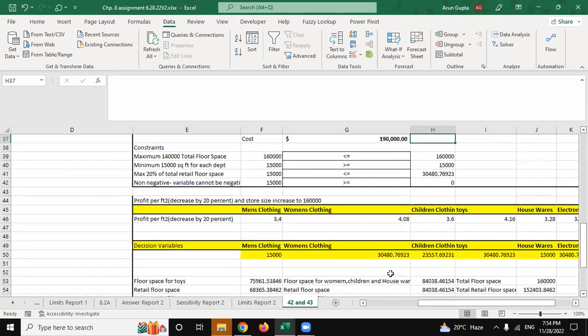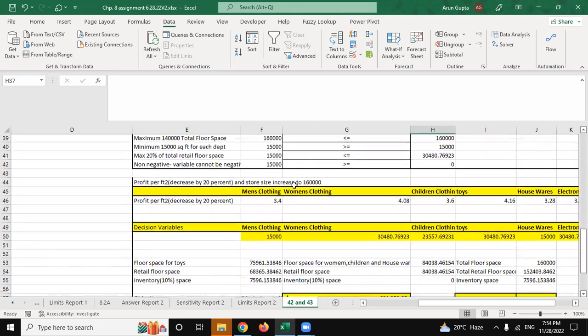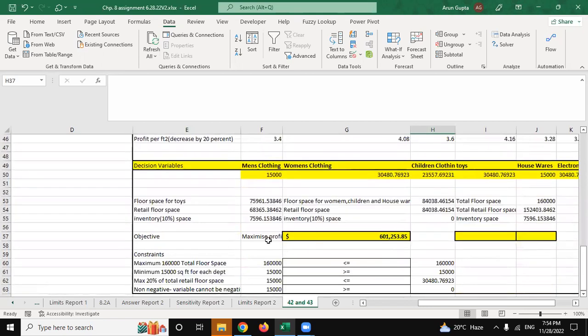Again, part B, this one: if the profit per square feet decreases by 20%, then the maximized profit would be 601,253.85.